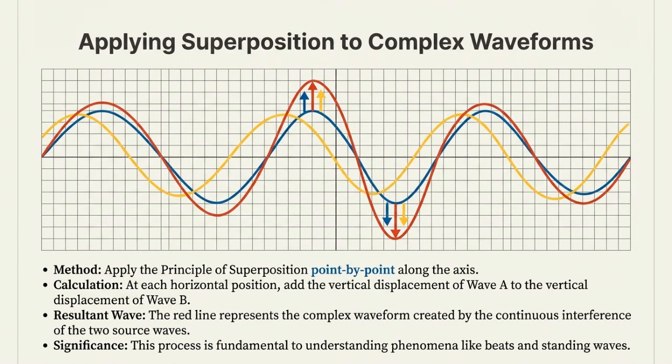Here, we apply the principle of superposition by adding the vertical displacements of two different waves at each point along the horizontal axis. You can see the yellow and blue waves represent the original waves, and their vertical values are combined point by point to create the red waveform. This red line shows the resulting complex wave formed by the continuous interference of the two source waves. Understanding this method helps us analyze how more complicated waveforms arise, which is essential for grasping concepts like beats and standing waves.